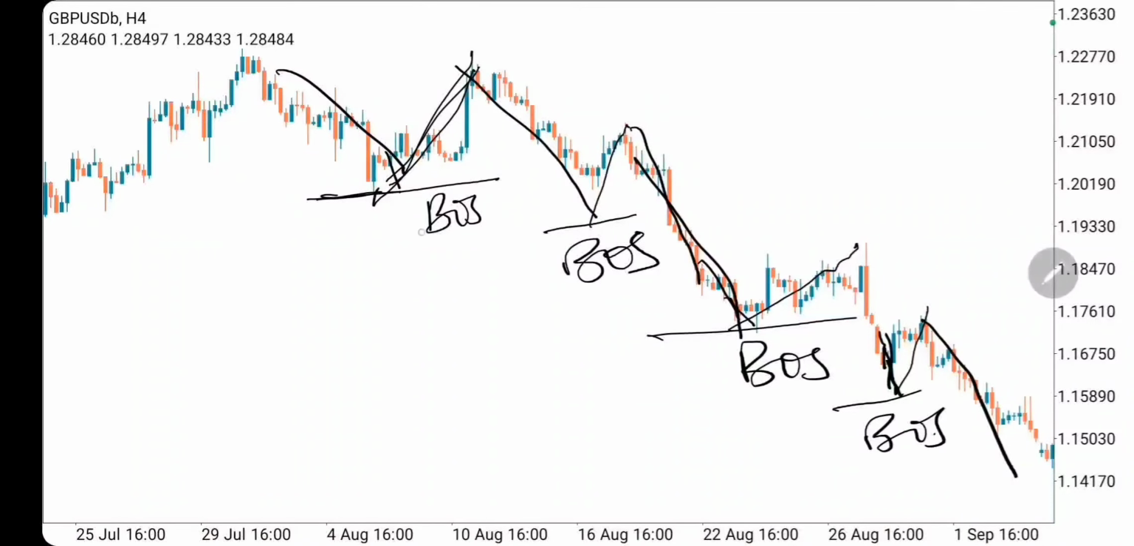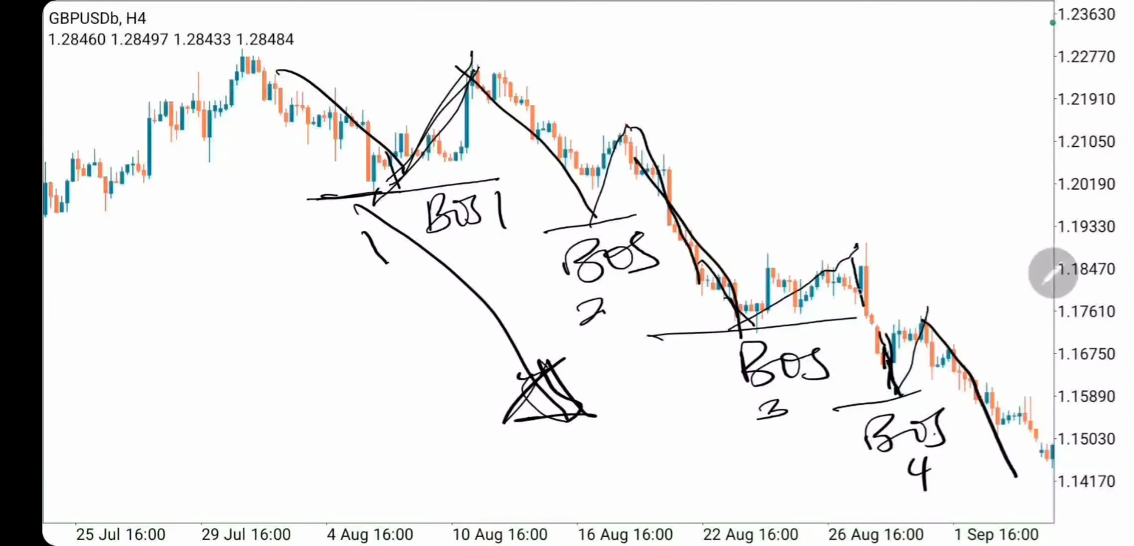All right, so you have BOS number 1, BOS 2, BOS 3, and BOS 4. So this is a bearish break of structure. All right, that is a bearish break of structure. So you should go on your chart and be able to identify the bullish and the bearish break of structure.